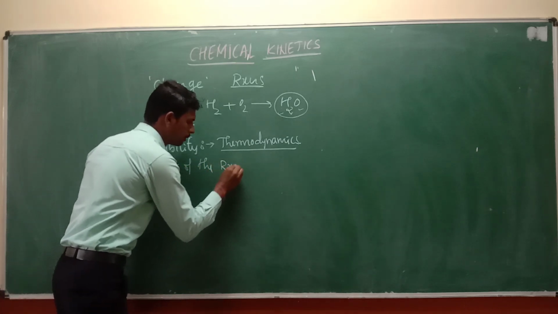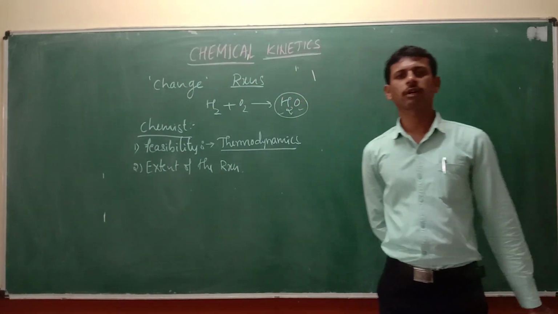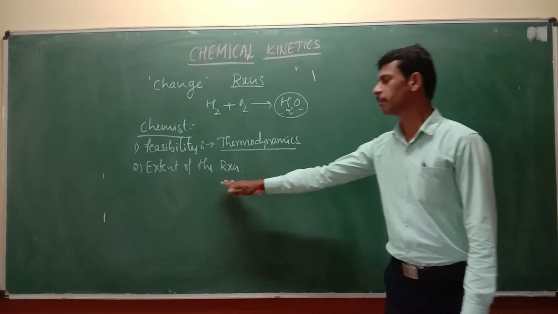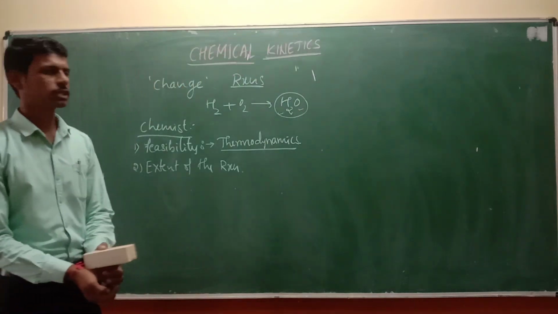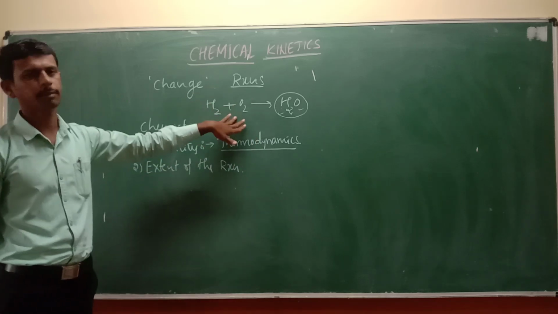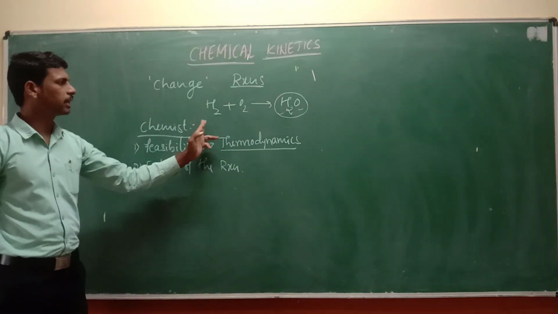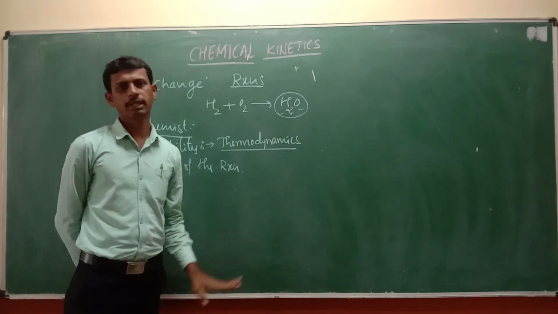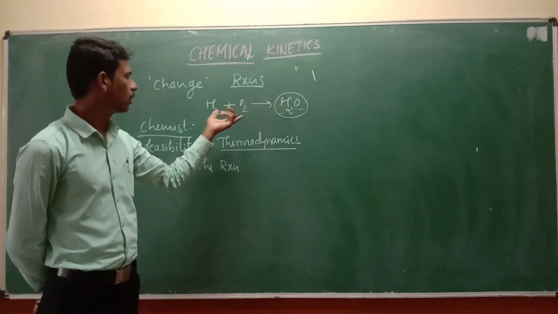Extent means how much time is required for completion of the reaction. That is the second point, the extent of the reaction. When you start the reaction, it is feasible at a particular temperature and a particular concentration. Then at what time will the reaction be completed? It will be completed in 1 hour, 2 hours, 1 day, 2 days.